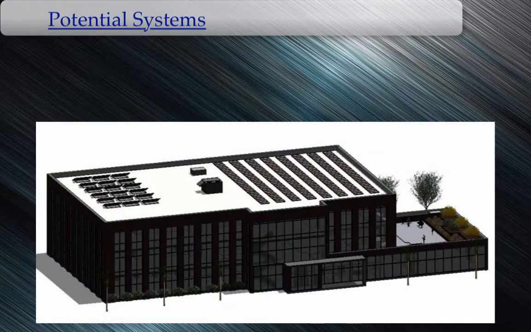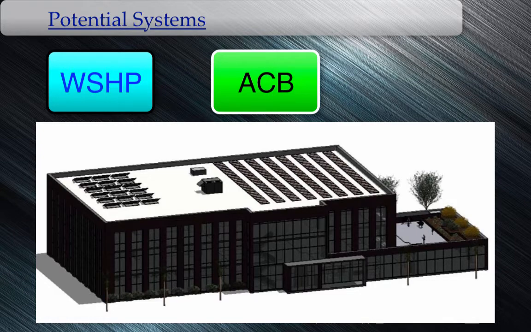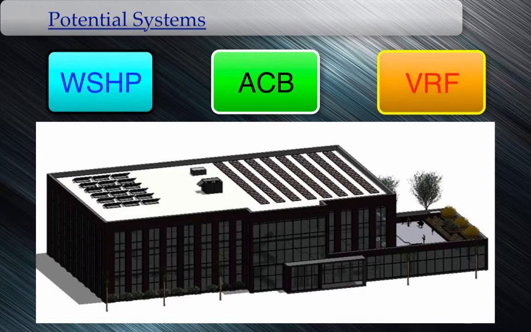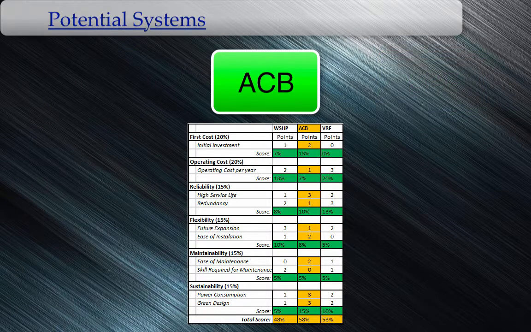Potential systems. The design team considered several possible HVAC systems. After many hours of research, we were able to narrow down the possibilities to 3 systems. The systems we analyzed were water source heat pumps, active chilled beams with an absorption chiller, and lastly, a variable refrigerant flow system. A design matrix was constructed, and each of the systems were assigned scores to determine the best of the 3. The system selected for the project will be the active chilled beam with the absorption chiller.